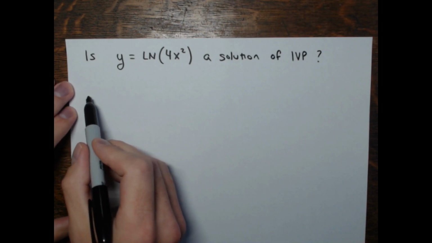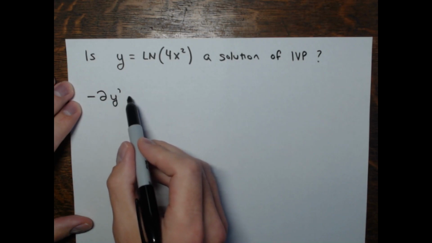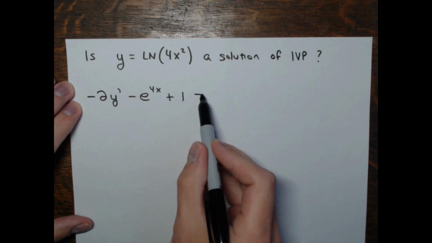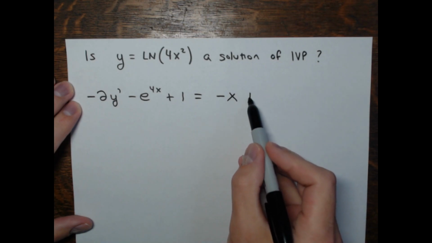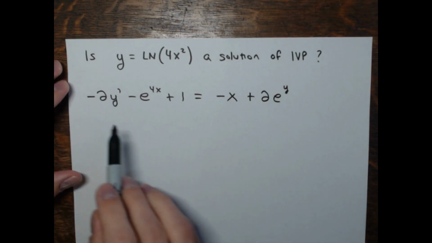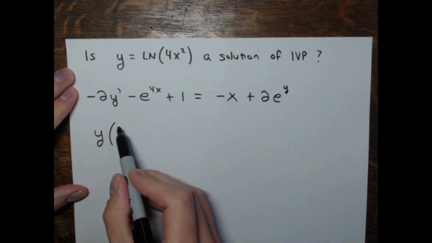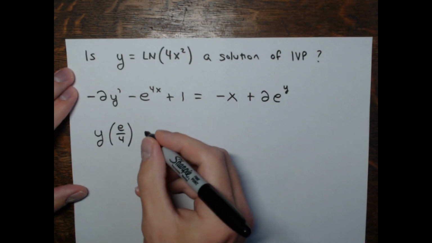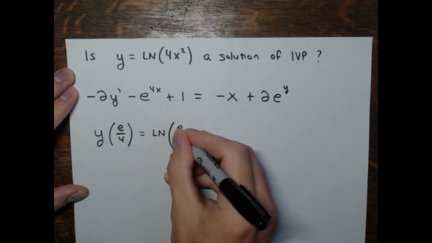All right, so the equation is this, negative 2 y prime minus e to the 4x power plus 1, all right, so that's the left side, equals negative x, or the opposite of x, plus 2 times e raised to the y power. All right, so there's the equation. Now the condition that needs to be met is this. The value of y when x equals e divided by 4 is equal to the natural log of e squared over 4.